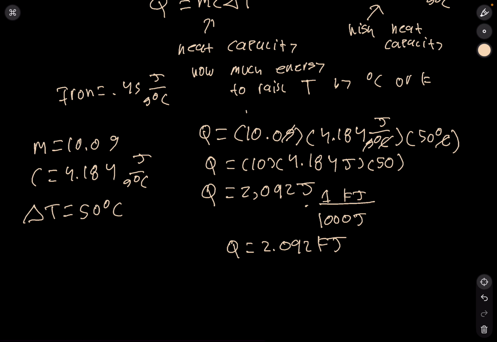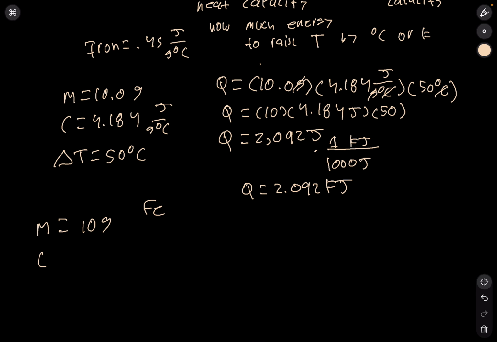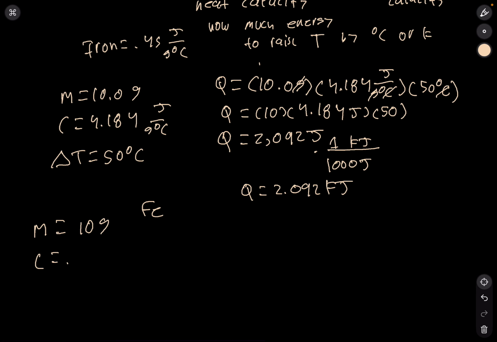And so here's what I mean. Let's take the same example, but with iron this time. So we have a mass of 10 grams of iron, so I'm going to put Fe here. And then the heat capacity of iron, we said before, was 0.45 joules over grams degrees Celsius. Then let's have the same temperature change. Why not? It's equal to 50 degrees Celsius.